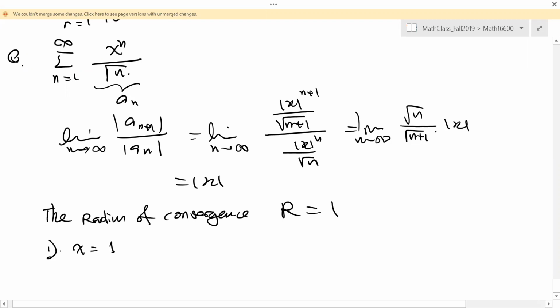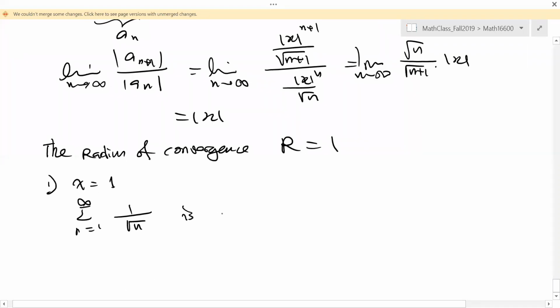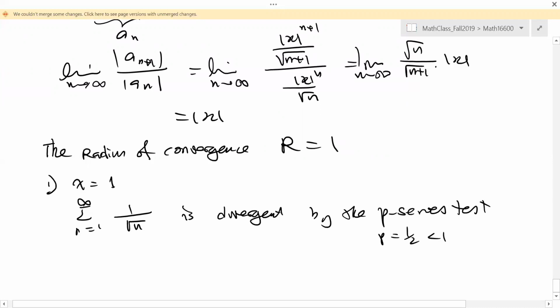When x equals positive 1, this series becomes this. This is divergent, right? And why? By the p-series test. p is going to be 1/2, which is less than 1.